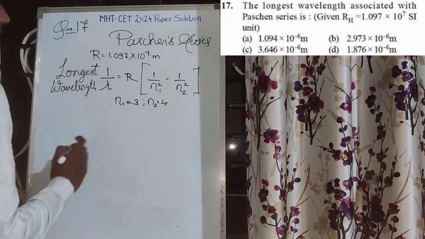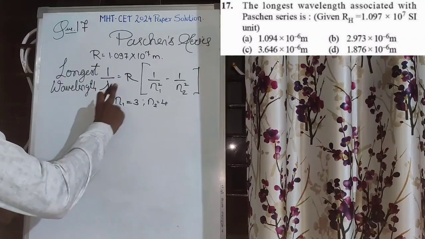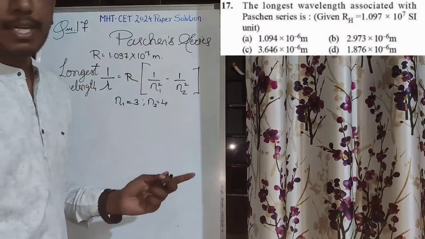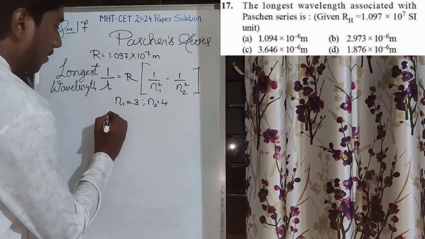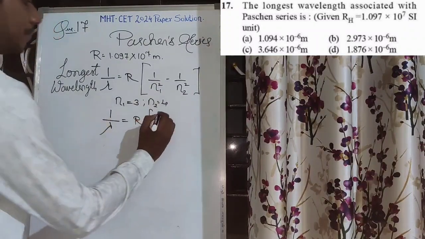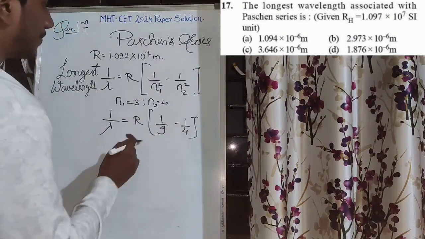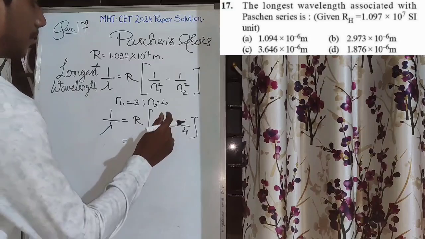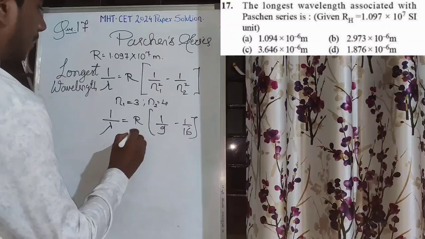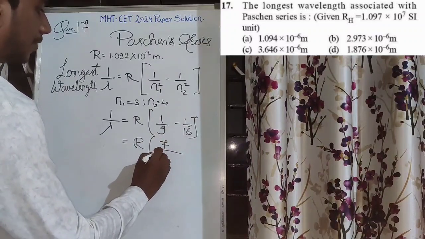Right? So by finding this, we have the formula for the longest wavelength as 1 upon lambda is equal to R times 1 upon n1 square minus 1 upon n2 square. ये फॉर्मूला आपको रिमेंबर करना होगा. ठीक है, we can simply find it out as 1 upon lambda is equal to R times of 1 upon n1 square, this 1 upon 3 square, 1 upon 9 minus 1 upon 4. Oh sorry, 4 square. So 16 minus 9 becomes 7 upon 16 into 9.